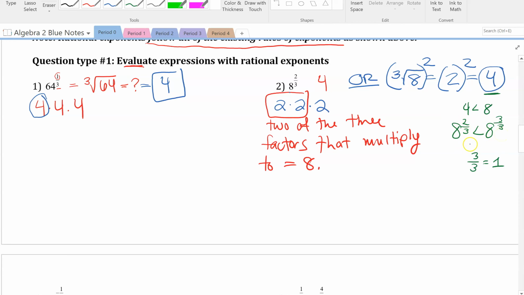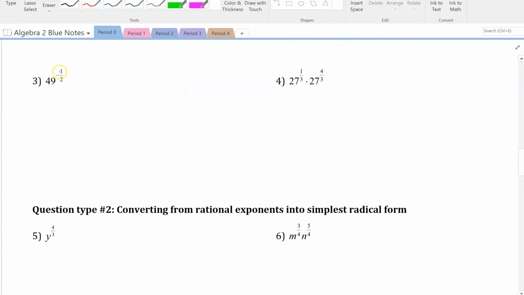Because 2/3 is a power that is less than 1. So I point this out only for you to be able to check the reasonableness of your answers. When you have a number raised to a fraction less than 1, your final answer should be something less than the base.